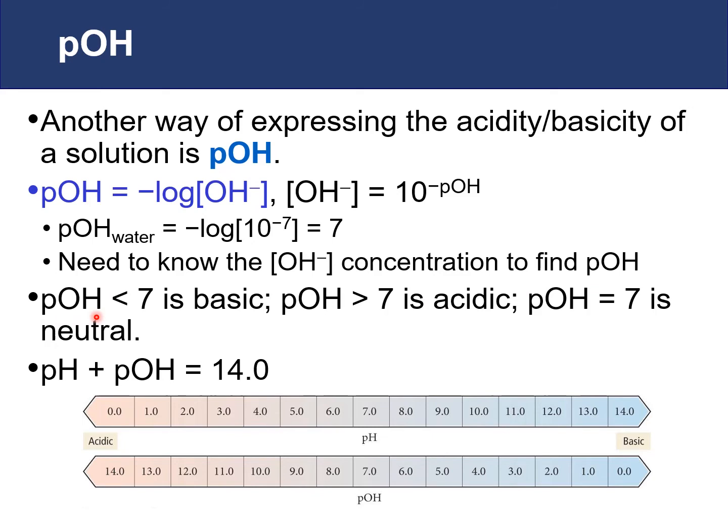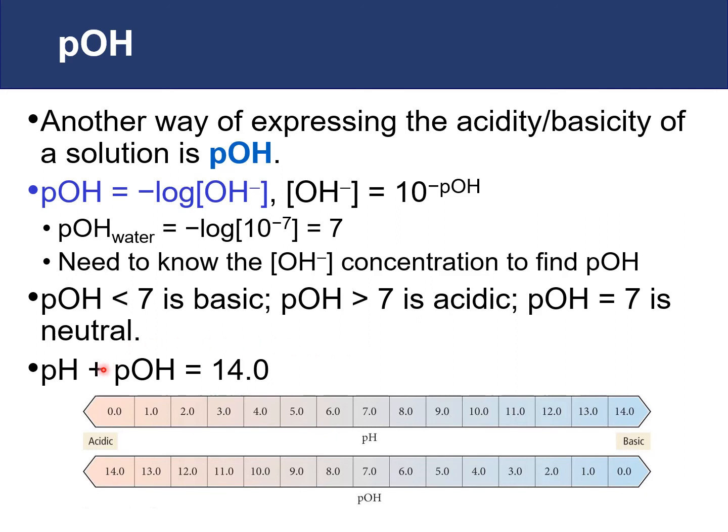pOH solutions are sort of the reverse of pH solutions, right? If the pOH is less than 7, that means that we have an elevated hydroxide ion concentration, which would conversely mean that we have a diminished hydronium ion concentration. So if the pOH is less than 7, then we have a basic solution. If the pOH is greater than 7, that means we have a very low OH- concentration, so the solution would be acidic. And pOH equaling 7 is neutral at 25 degrees Celsius.